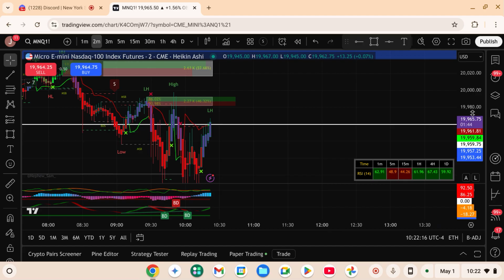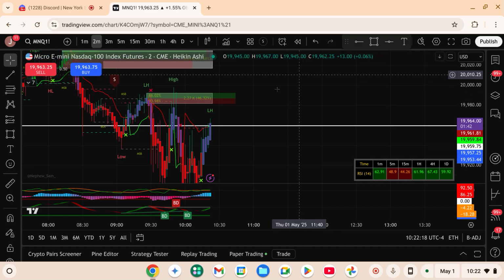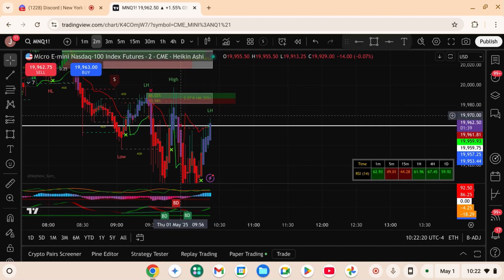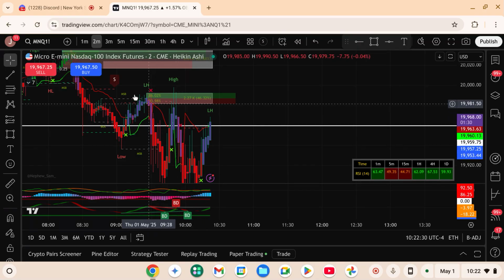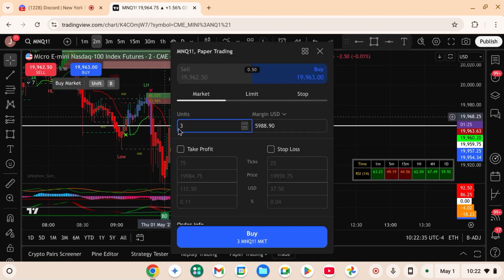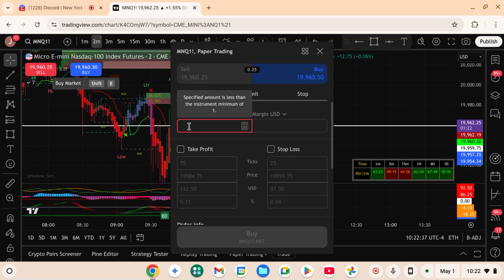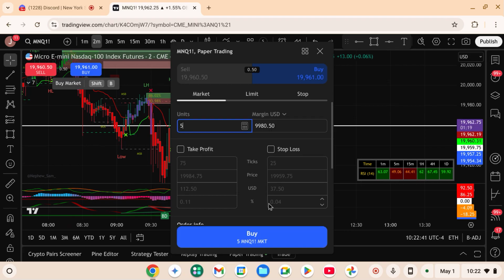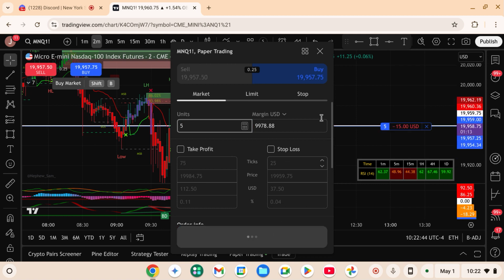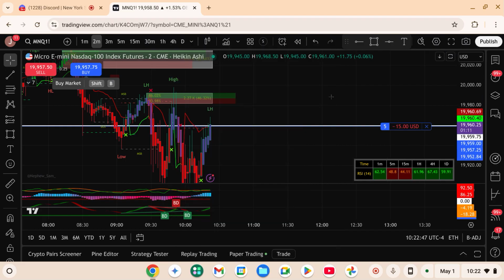See, it's rejecting here. I need the body to come through a little bit more, and we'll take longs. All right, we can take longs from here. Let's do 5. Oh, my computer's lagging.